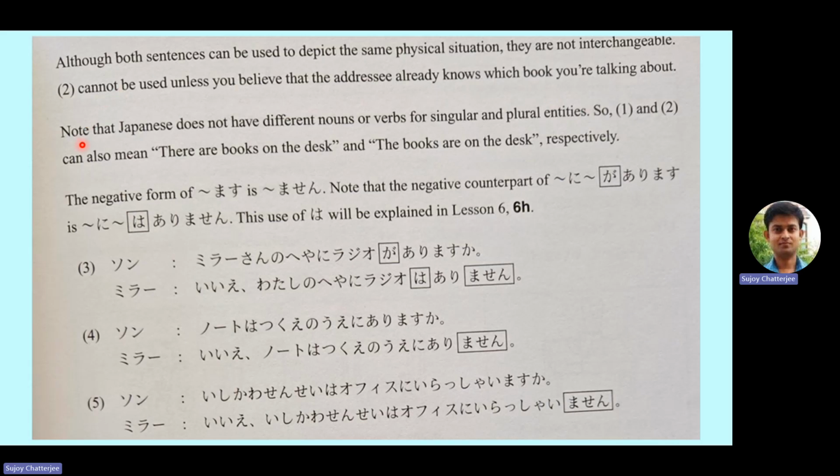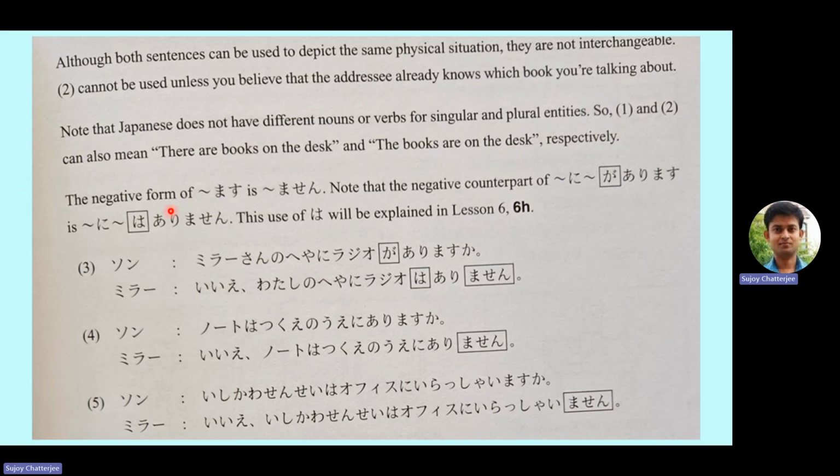Note that Japanese does not have different nouns or verbs for singular and plural entities. So these two sentences can also mean there are books on the desk and the books are on the desk. So that is also possible. From the context or from other sentences in the conversation, we may know if there is one book or more books, but since there is no plural of hon, for example, we cannot tell by looking at a single sentence whether they are talking about a single book or many books. So this is another thing.